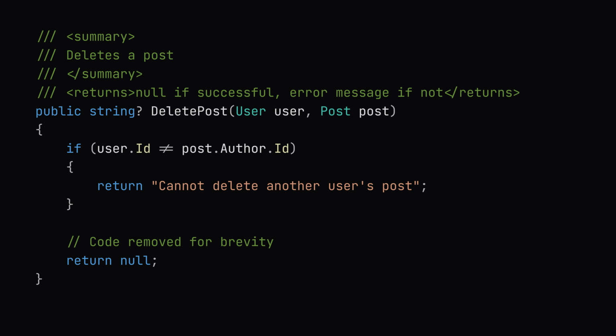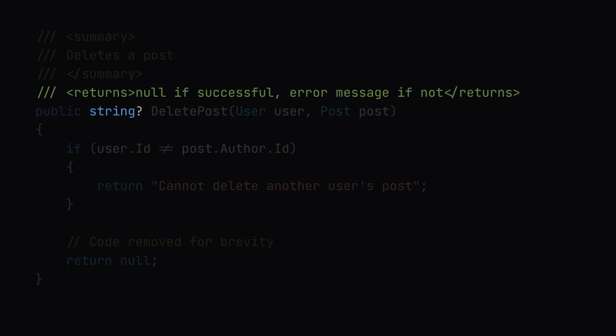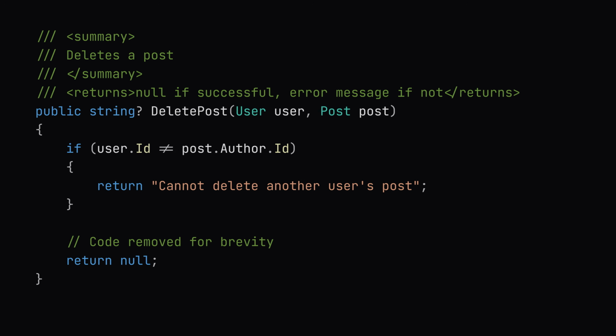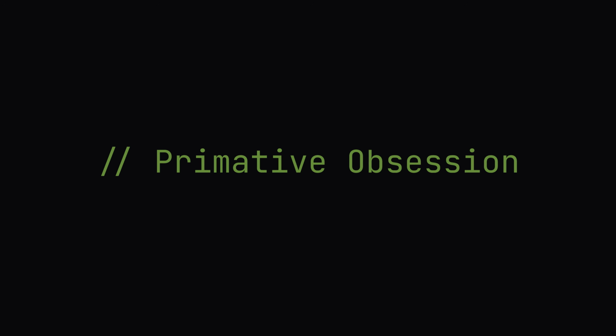Another frustrating example is having to read the comments on a method to understand the return type. This results in a lot of cognitive load and really slows down the development process because you have to navigate into the method, read the comments just to understand what this method is actually returning. This is a good example of primitive obsession. This is where we're using primitive types like ints, strings, bools to represent concepts that would be better represented as a class or a struct.